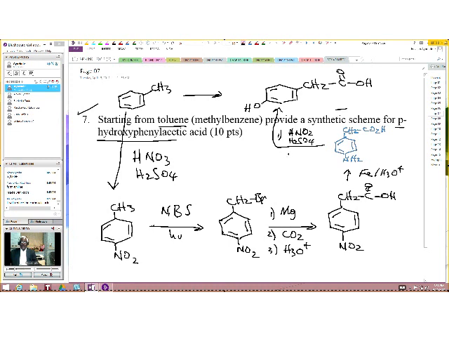Then step 2, copper(I) oxide in the presence of copper(I) nitrate. Okay, this reagent here will replace the diazonium ion with the hydroxy group.